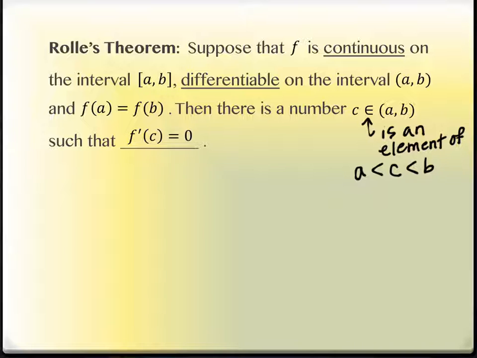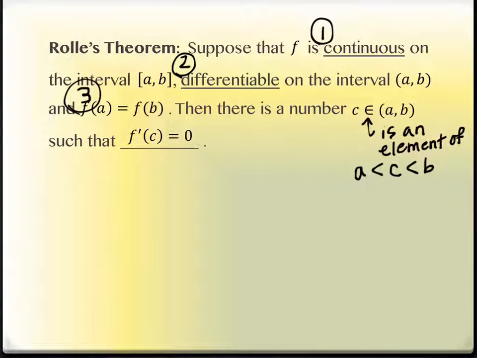We're going to have to check every time 3 conditions. One, it's continuous. Two, it's differentiable. And three, the endpoints match. If you do not have all 3 of those conditions, the hypothesis, then you can't guarantee the conclusion. Just like in science, if the hypotheses are all messed up, we're not going to have the conclusion guaranteed.